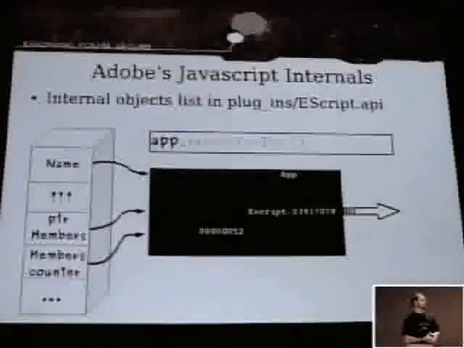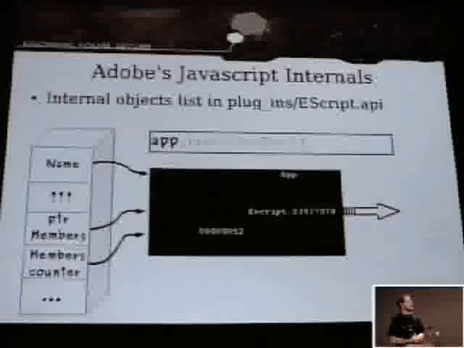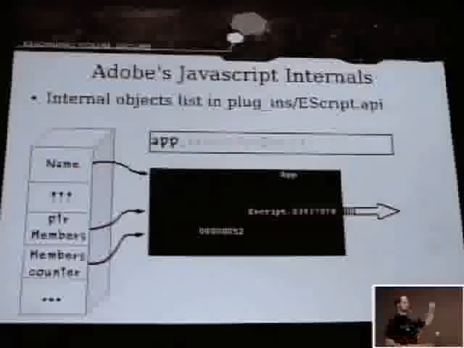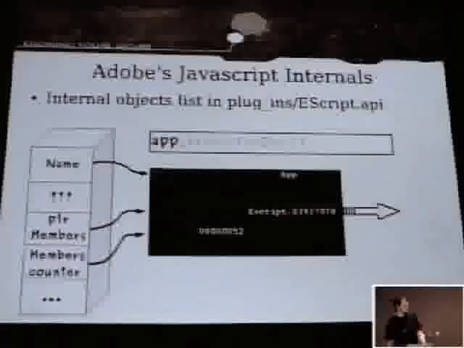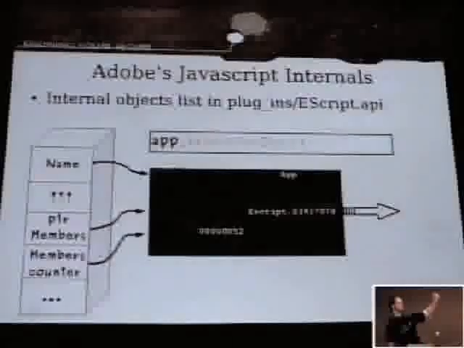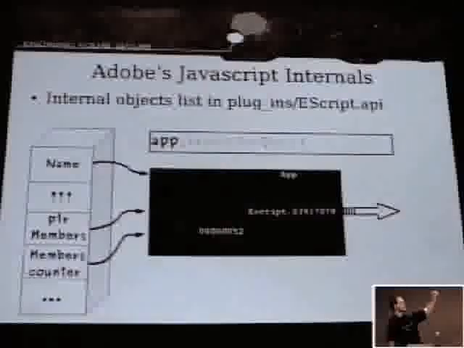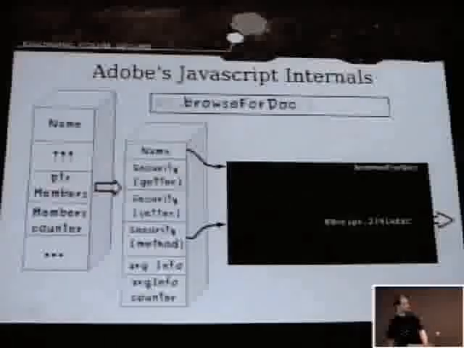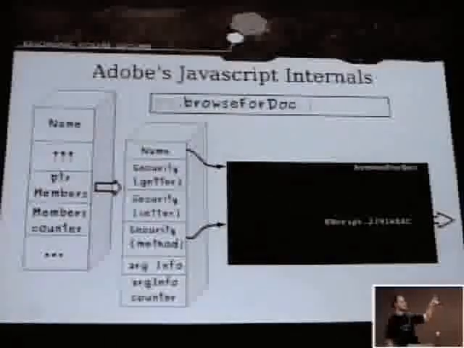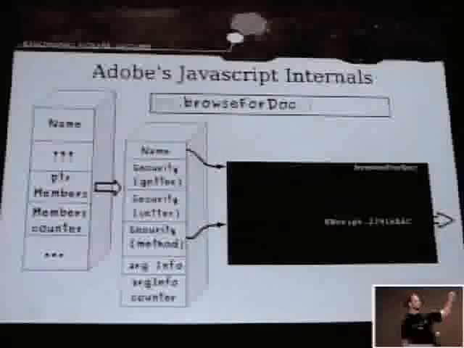The first thing we see is in the eScript plugin, there's a static list of objects that sets its properties here. You have first a pointer to the object's name, in this case it's APP, and then you have a pointer to an array of members, and there's a counter, there's 52 hexadecimal members. And then this is the structure for each member.